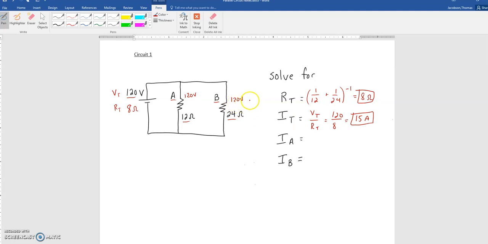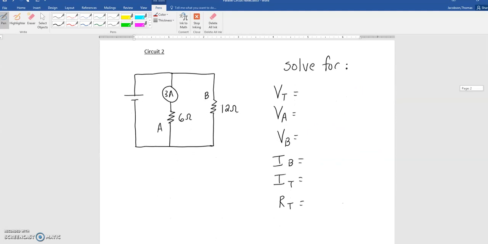I know two things here, I know two things there. I can use Ohm's law, so I can do the voltage at A divided by the resistance at A, and the voltage at B over the resistance of B, and I get 120 over 12, which gives me 10 amps, and 120 over 24, which should get me 5 amps. And what do you know? These two, 10 plus 5, do give me 15 amps, so I can be pretty sure that my problem is right.